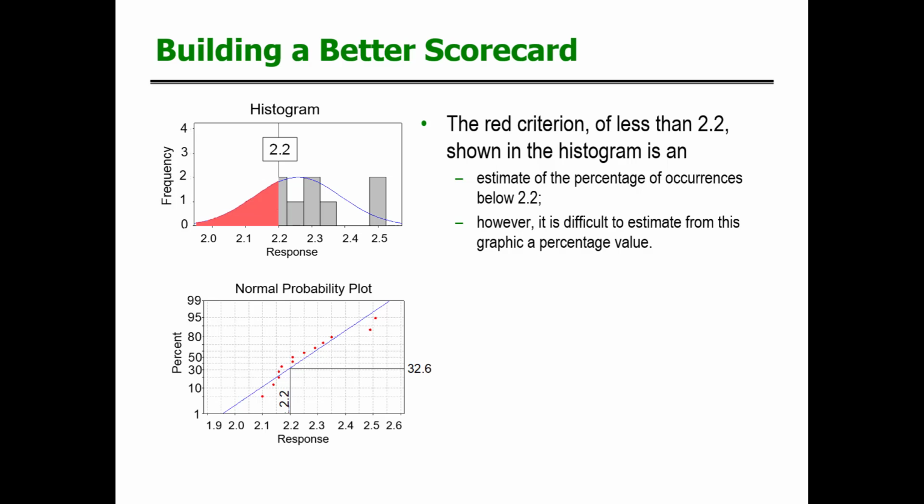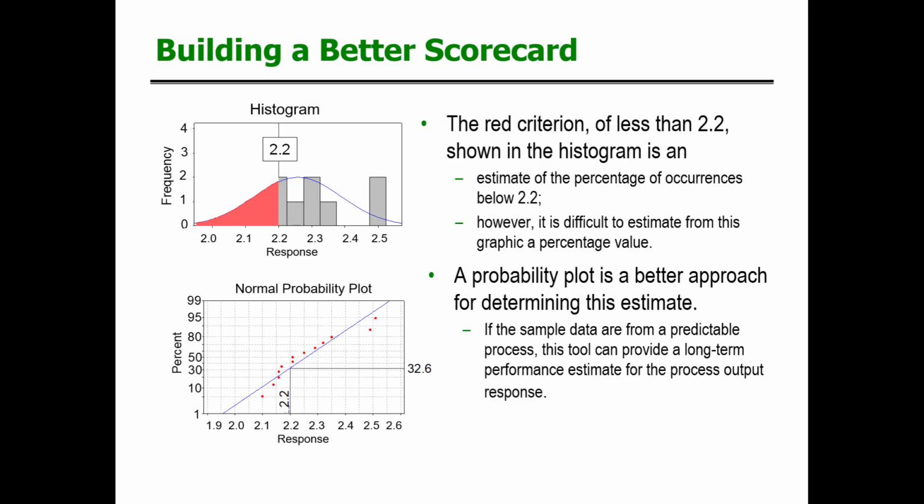So a better approach is to use a probability plot, in this case a normal probability plot. A probability plot is a better approach for determining this estimate. Now with probability plots we notice that the x-axis is response just like the histogram, but on the y-axis we have percent less than. So in our particular case we follow the 2.2 x-axis value on the probability plot up to the line and over, and what we'll see is now an estimate of the area to the left of 2.2 in the histogram. So we conclude that about 32.6% of the time we'll have a response below 2.2.